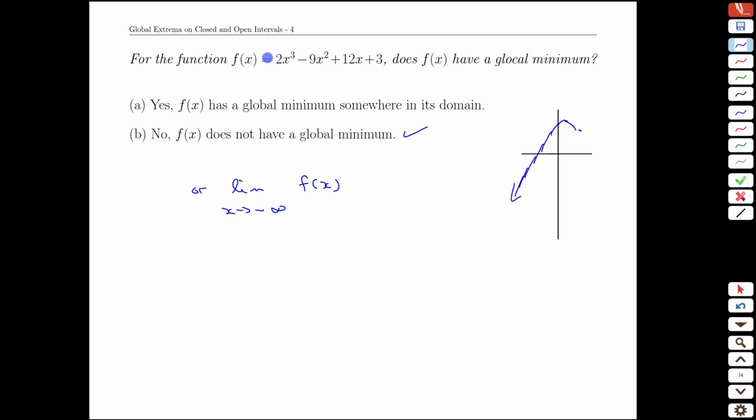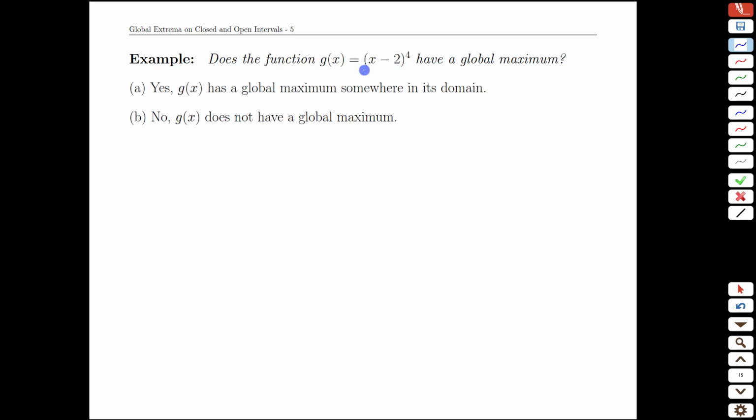the 2x cubed term again is going to be the most dominant term. When x is large, the x squareds and x's don't matter as much. And if we put a negative large number in here, this function is going to approach negative infinity, and so we have no single lowest point in the end. And if we don't have a single lowest point, that means we have no global minimum. Let's consider another example. X minus 2 to the power of 4, does it have a global maximum? Again, feel free to pause the video when you think about that, and we'll check in.